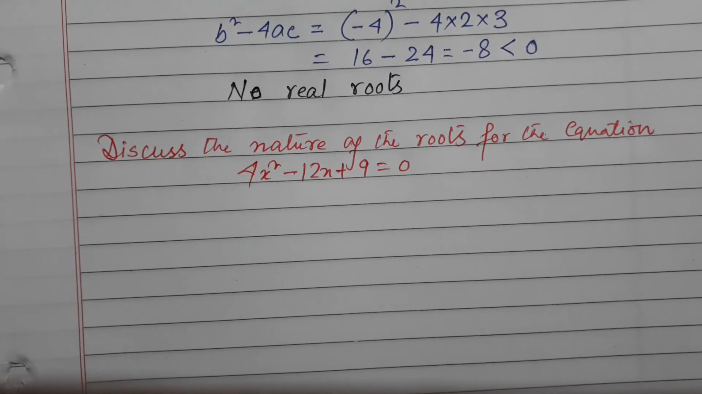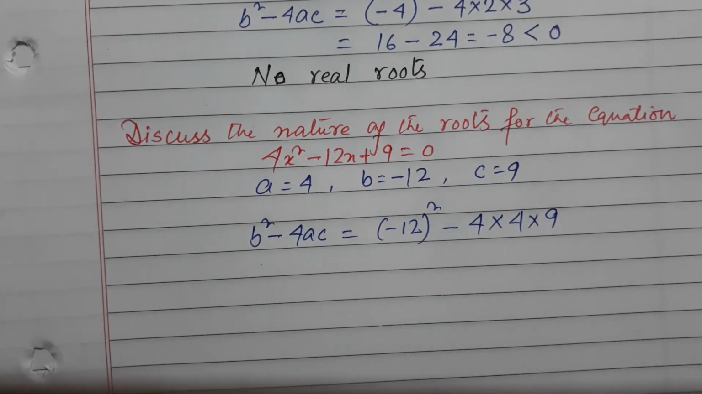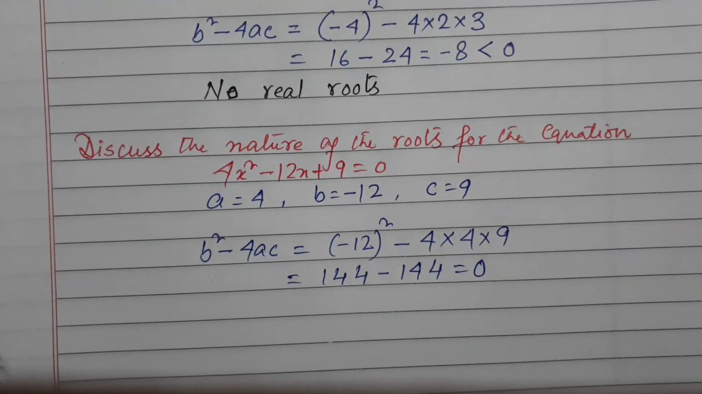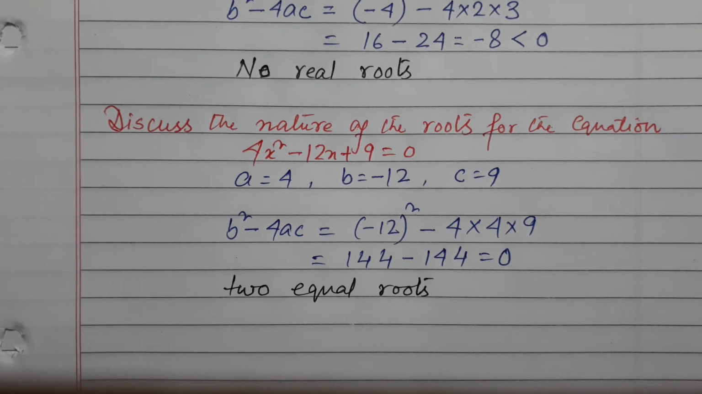Now let us check the nature of the roots for the equation 4x square minus 12x plus 9 equals 0. Here a equals 4, b equals minus 12 and c equals 9. Hence, b square minus 4ac will become (minus 12) whole square minus 4 into 4 into 9, which is equal to 144 minus 144, and is equal to 0. Hence, the equation has two equal roots. Moreover, b square minus 4ac is 0 and 0 is a perfect square number. So therefore, the roots will be rational.